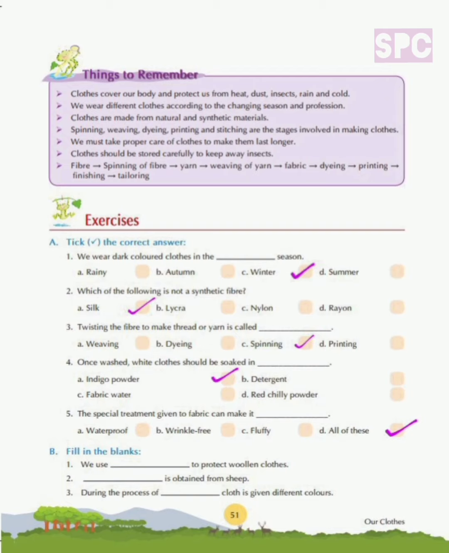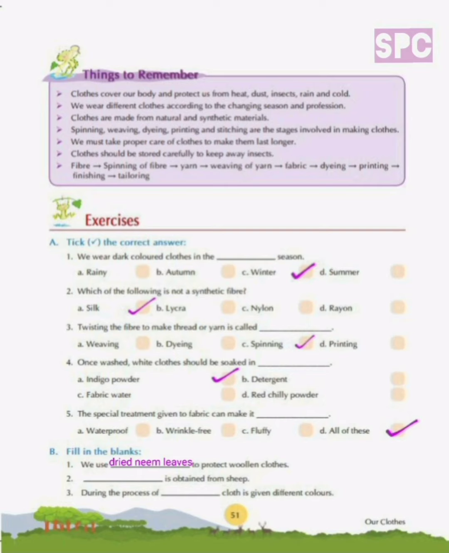Question number B. Fill in the blanks. Question number 1. We use dash to protect woolen clothes. So here you can write dried neem leaves or naphthalene balls or boric acid powder. You can write any of the 3 options, they all are correct.